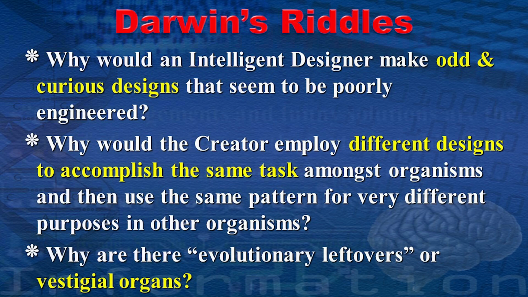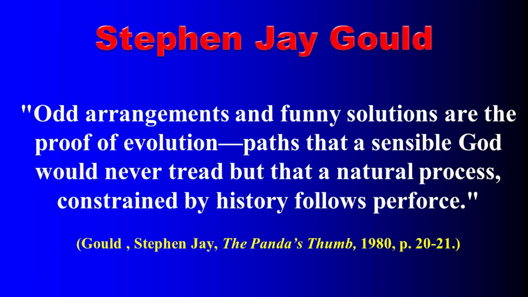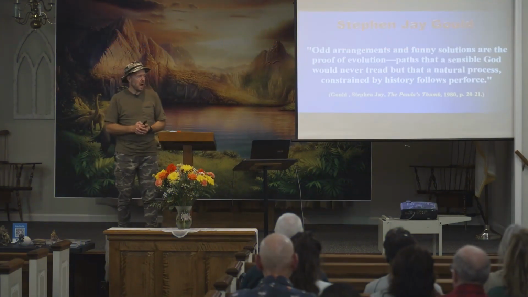And so Stephen Jay Gould asks this question in his book, The Panda's Thumb. "Odd arrangements and funny solutions are the proof of evolution, paths that a sensible God would never tread, but that a natural process constrained by history follows perforce." So let's ask the question, why would God make these odd designs?